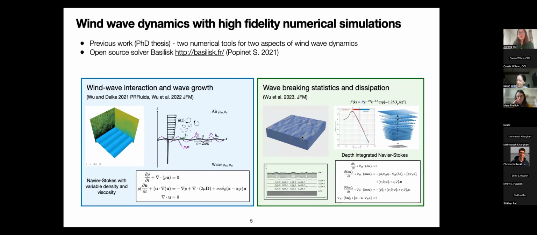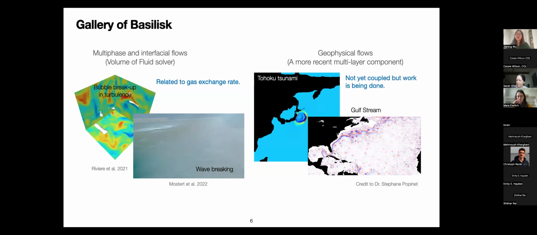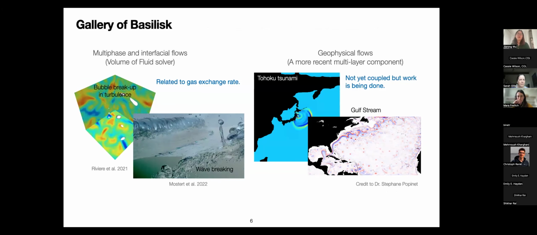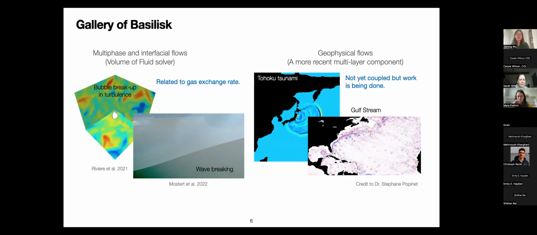For the wave breaking statistics and dissipation, we start our simulation with an initial wave spectrum that is already a realistic wind wave spectrum, and we solve these layered equations. And here are just more videos showcasing the capability of the solver we use. It's an open source solver called Basilisk, written in C.